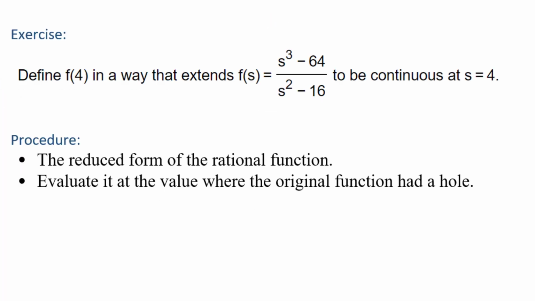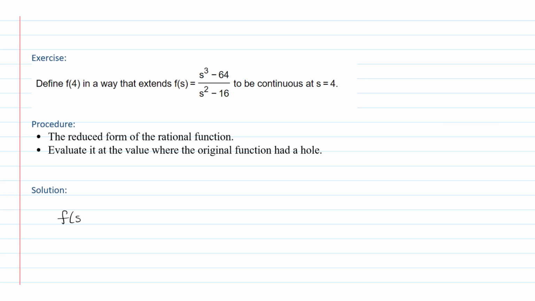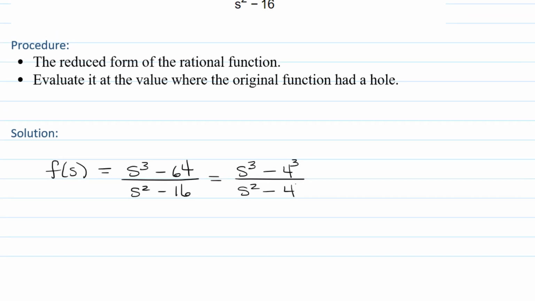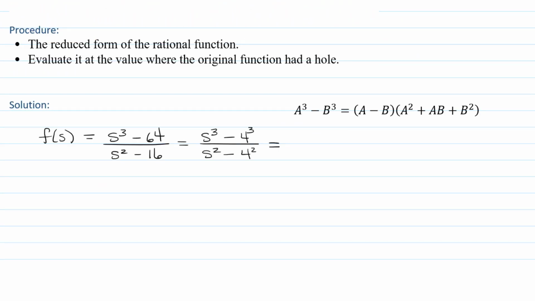So to work our exercise, the procedure that we're going to need to do is to find the reduced form of the rational function and then evaluate it at the point where the original function had a hole. So I'm going to start by writing down my original function, f of s. I'm going to factor it. I know that I need to use the difference of cubes formula for the numerator because s cubed minus 64 is the same as s cubed minus 4 cubed. And I'm going to use a difference of squares factoring formula for the denominator because it's the same as s squared minus 4 squared. In this case, a is s and b is 4.